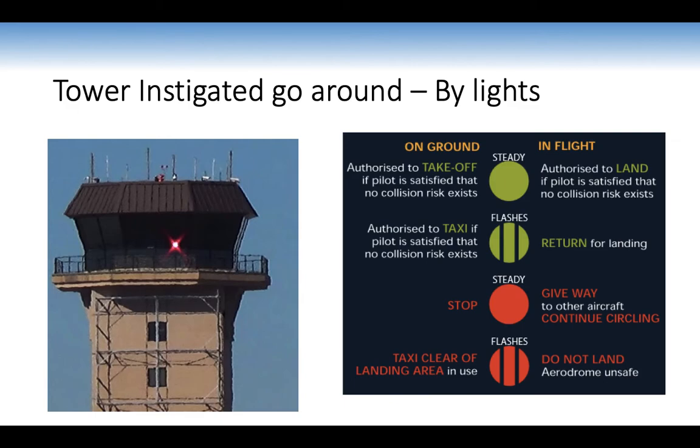Another thing we'll also look at in our lesson is the light signals. They're only used if, say, you had a communication failure or tower had a communication failure. So you must look at tower to see if there is a light signal. Steady green: you're authorised to land, if the pilot is satisfied that no collision risk exists. Steady red: you must go around, or if you haven't received clearance by 200 feet. Then look out for the light signal for return for landing. And if you've got flashing red, aerodrome unsafe, do not land. A good alternate would be Camden Airport or Bankstown Airport, so make sure you always know what a good alternate airport is. So if tower tells you to go around, you must go around.